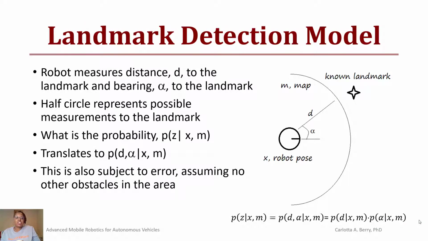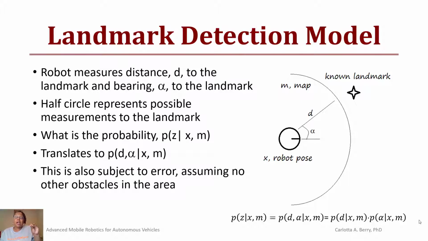So for our landmark detection model, we assume that the robot measures a distance d to a known landmark in the map and a bearing alpha to that same landmark. And this half circle now represents all the possible measurements to that landmark based upon the robot's position. So the question is, what is the probability of getting a certain sensor reading given the robot's pose and the map of the world, which includes the known landmark? So you can do this in terms of the sensor reading z, or in terms of the distance to the landmark and the bearing to the landmark, which compile that sensor reading. And note that this is all subject to error because the measurement or the sensor will have error. But for this simplified example, we're going to assume that there are no other obstacles in the area.